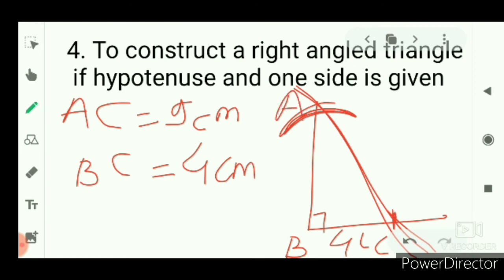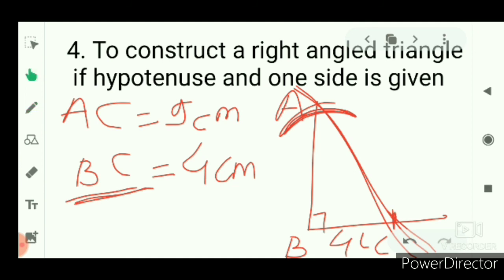Why have we taken BC as the base? We know that AC is the hypotenuse, so we generally don't take the hypotenuse at the base side. We take base as BC. One side of a right angle triangle was given, so we have taken 4 centimeter at the base. Then this was the side BC and hypotenuse 9 centimeter was given, so we have taken a distance of 9 centimeter in the compass and made one arc on this arm of the triangle. Okay, and we have joined these 2 points.